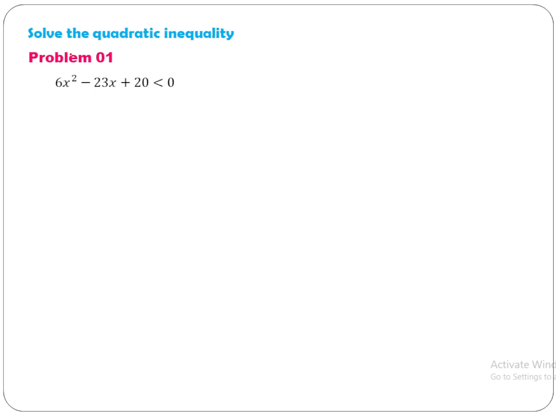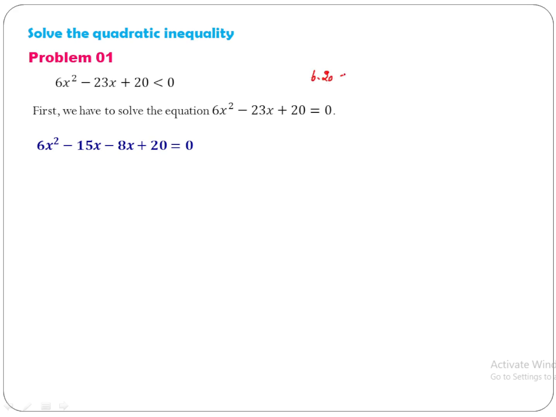Okay, the first question is 6x squared minus 23x plus 20 less than 0. First of all, we can find the solution for the equation 6x squared minus 23x plus 20 equals 0. Let's solve this equation. Now we have to check two numbers whose product is 6 times 20, that is 120, in order to split the middle term, and whose sum gives minus 23.